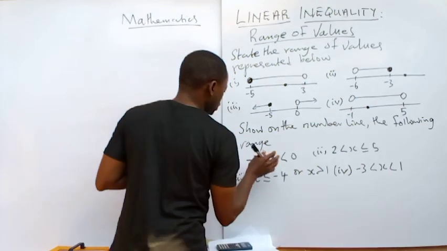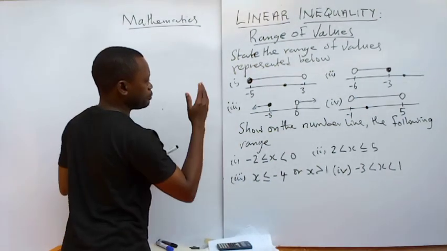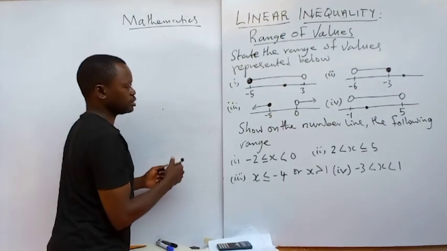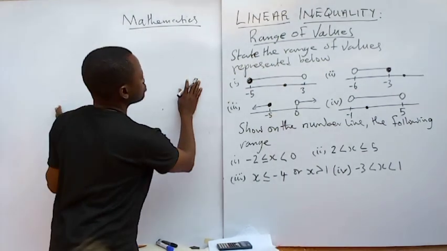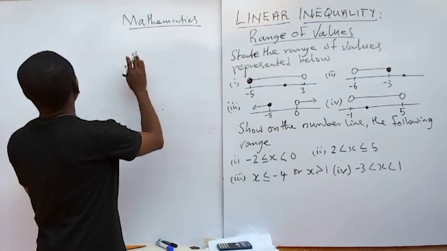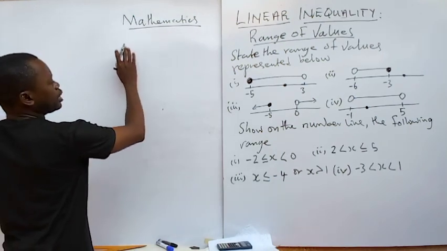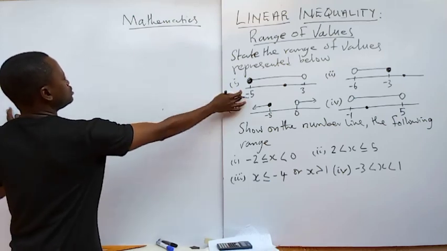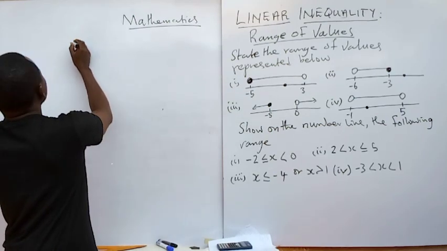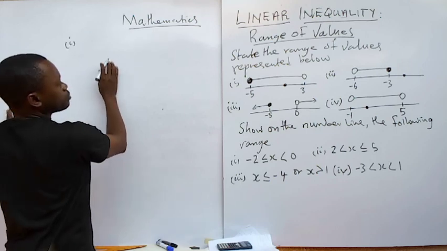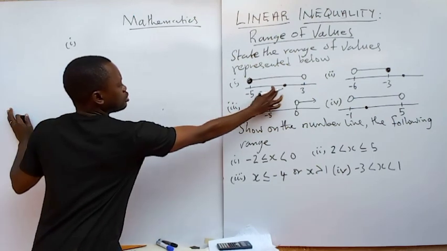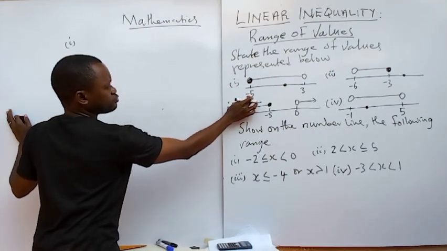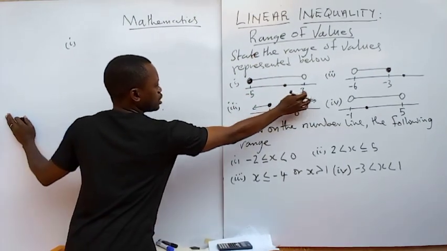Now, let's quickly look at how we can handle a matter like this when it comes up. If I have something like this, it says state the range of values that represent this. So, that first one, what is the meaning of this? The meaning simply says that this range started from -5 and stopped there.